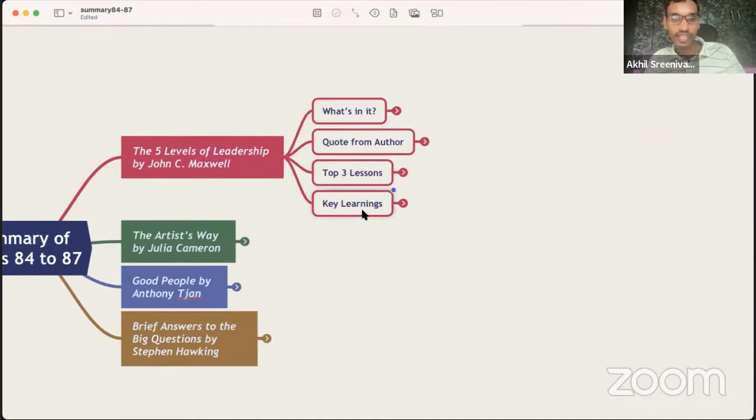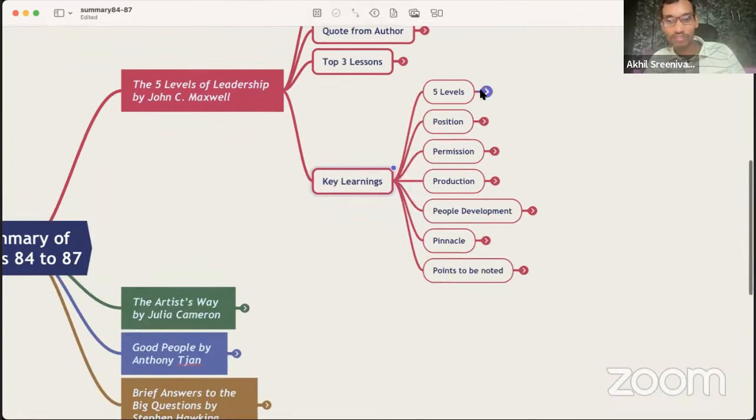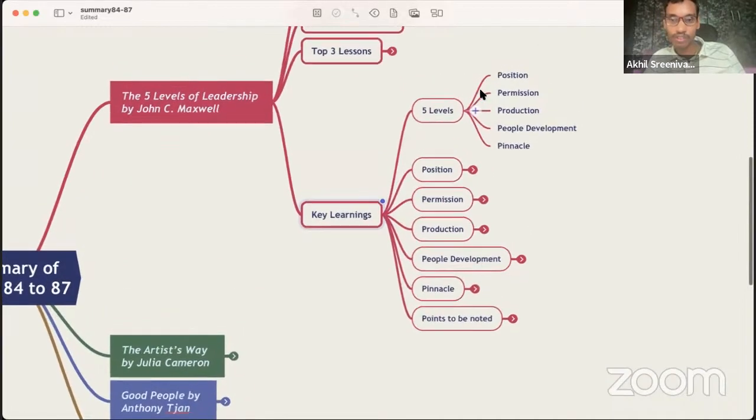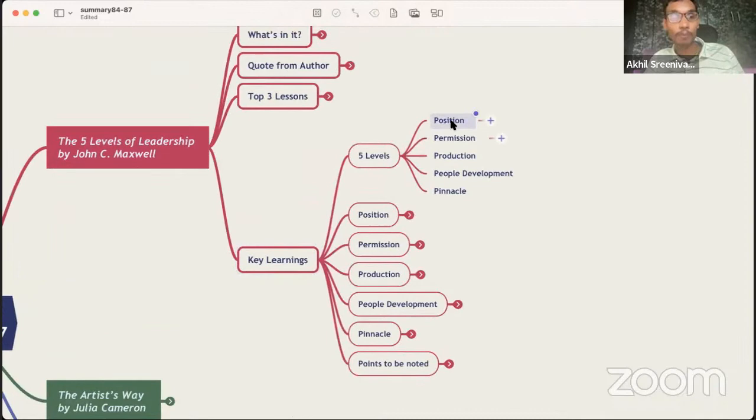So let us see the key learnings. What are the 5 levels of leadership? We will see each and every level and what we need to do in our daily life. So there are 5 levels of leadership. First level is nothing but your position. Second level is nothing but permission. Third level is nothing but production.